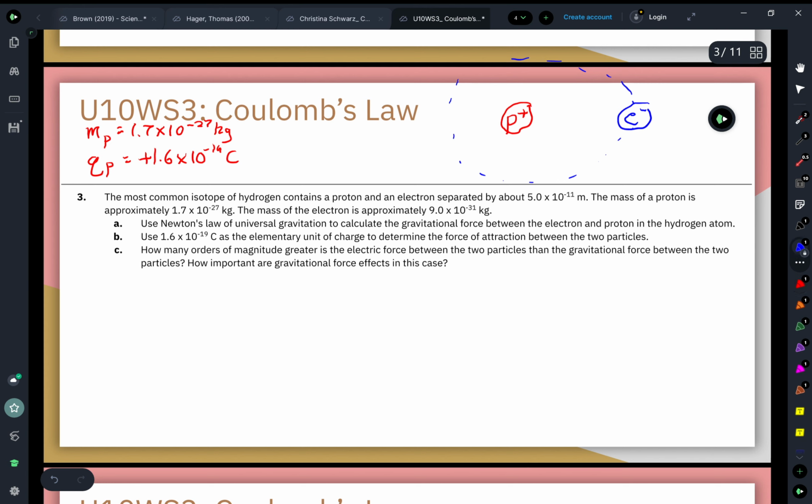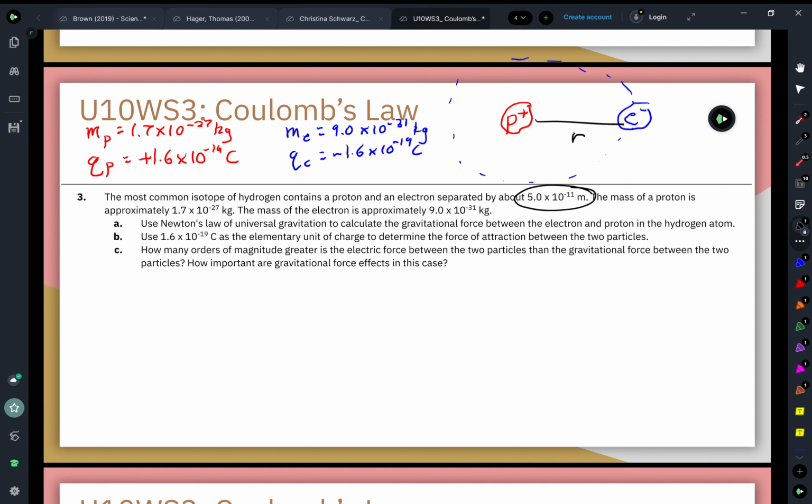For our electron, it is significantly lighter. The mass is 9.0 times 10 to the negative 31st power kilograms. And for the charge, it is negative 1.6 times 10 to the negative 19th power coulombs. We're also told that we have this as our radius separating the two values. So for the first part, we're going to use the law of gravity.